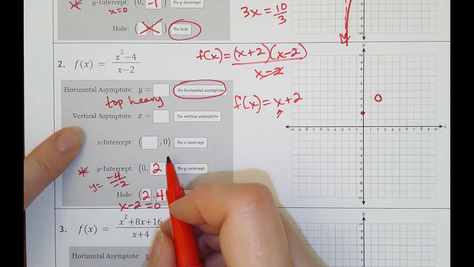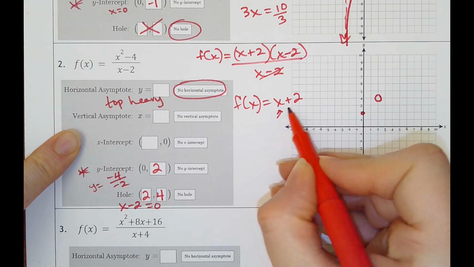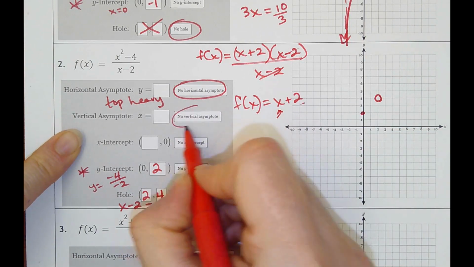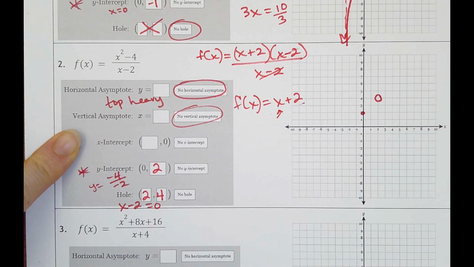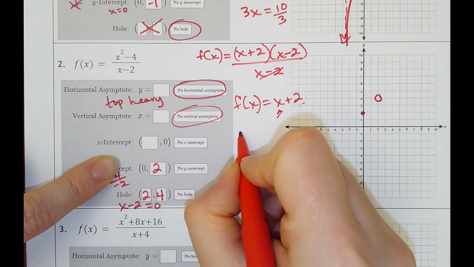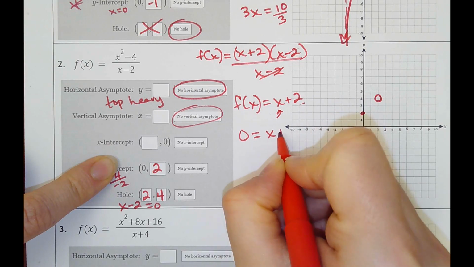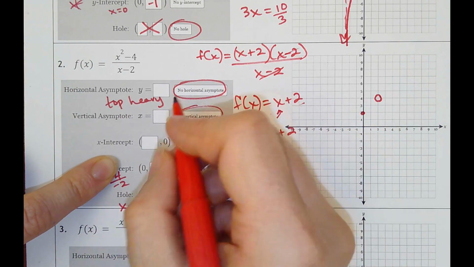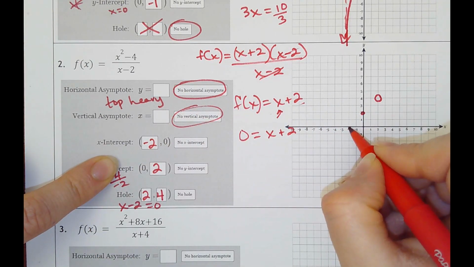And then a vertical asymptote, well, my simplified function is simply over 1, so I'm not going to have a vertical asymptote either. And then my x-intercept is figuring out when y is 0, so I'm going to set f of x equal to 0 and solve. Subtract 2, that would be -2 comma 0.